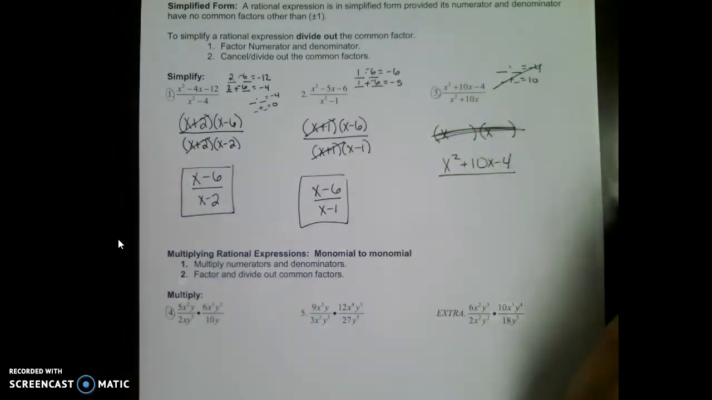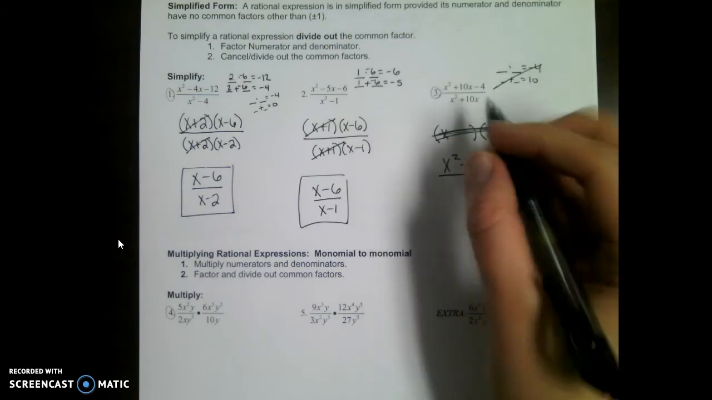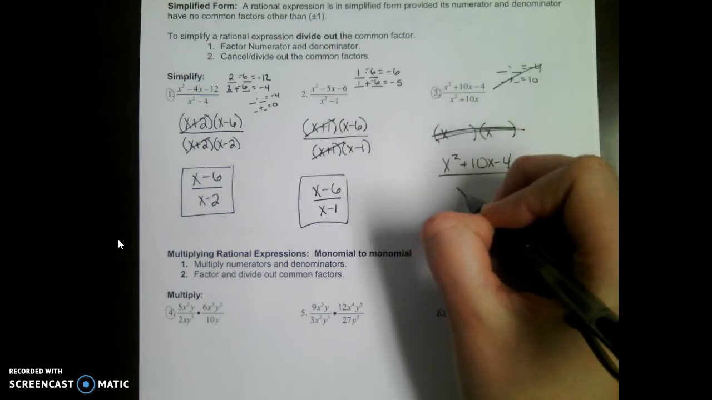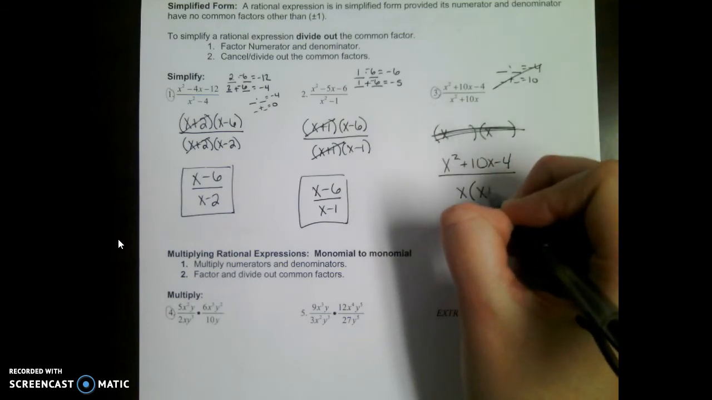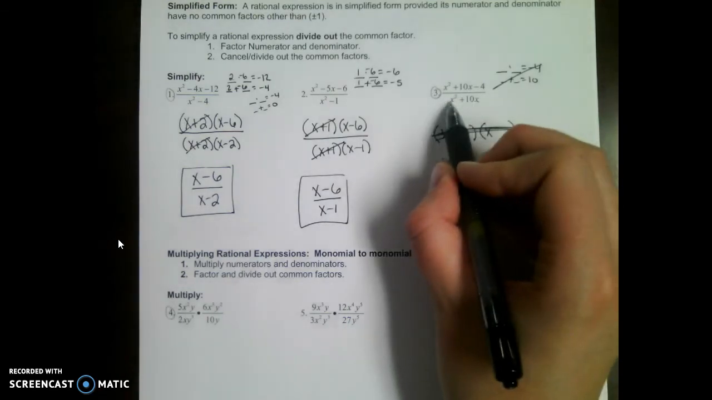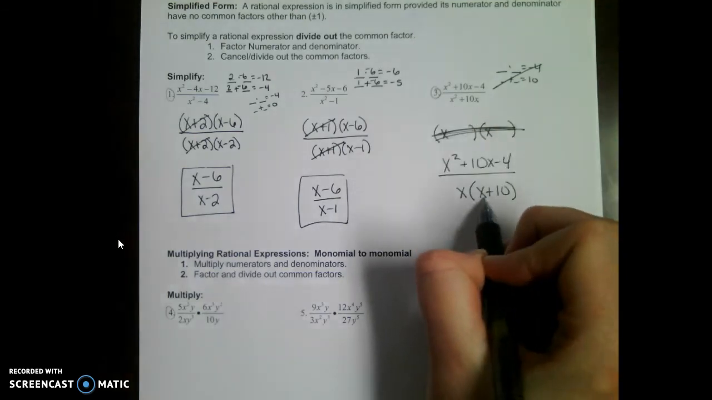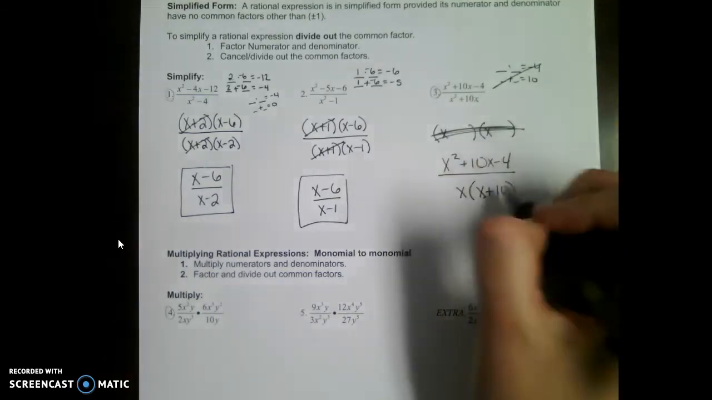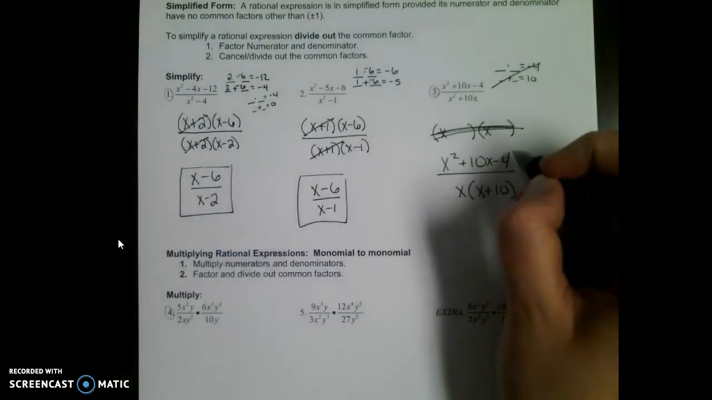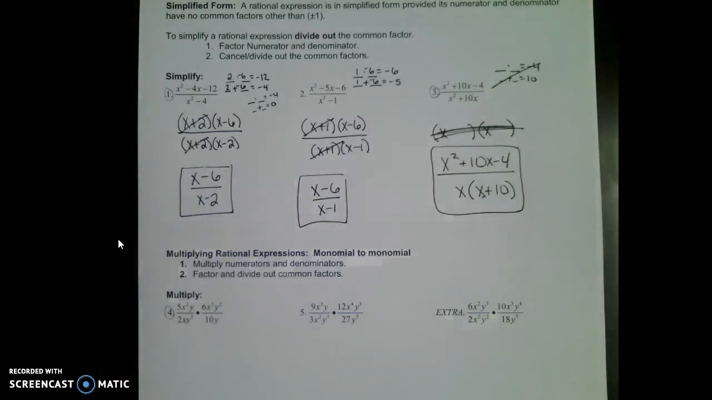It can't factor. The bottom, however, I wanted you to see what happens on the bottom. This factors into x times x plus 10. So see how both of these have an x in common? You can pull that x out. If you take the x out of x squared, you're left with x. Take the x out of 10x, you're left with 10. In this case, this is the simplified answer. There's no way to simplify it further.